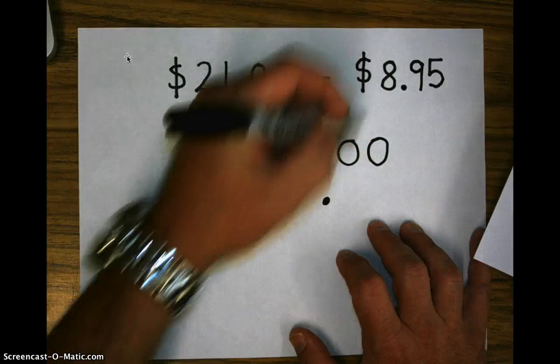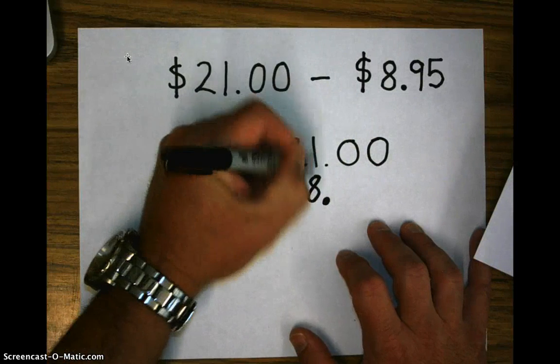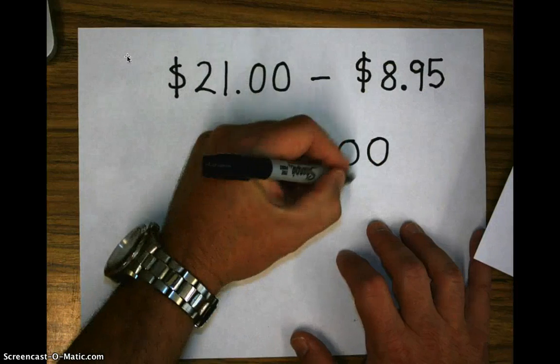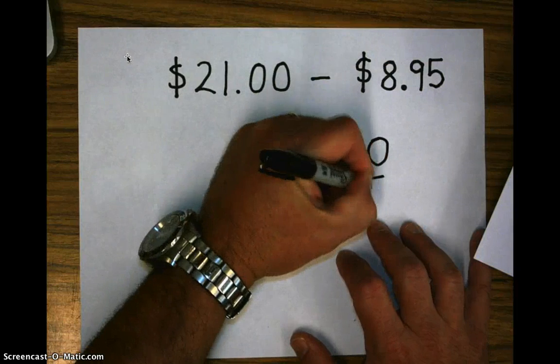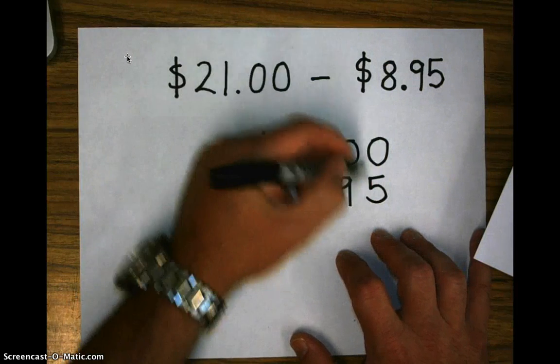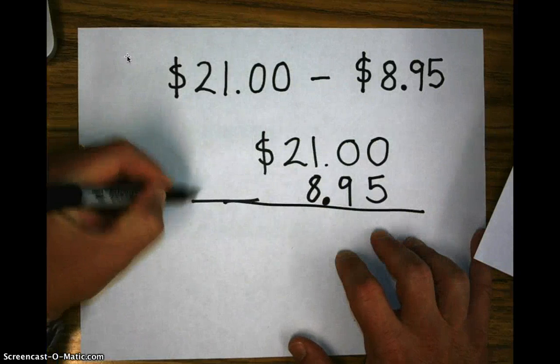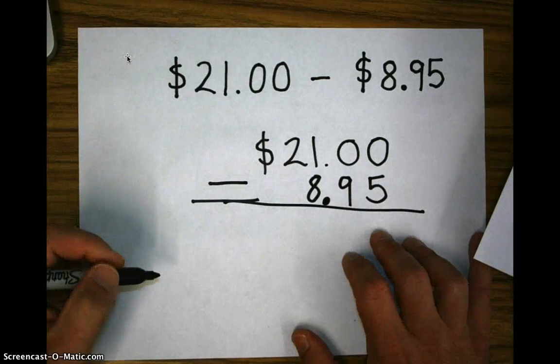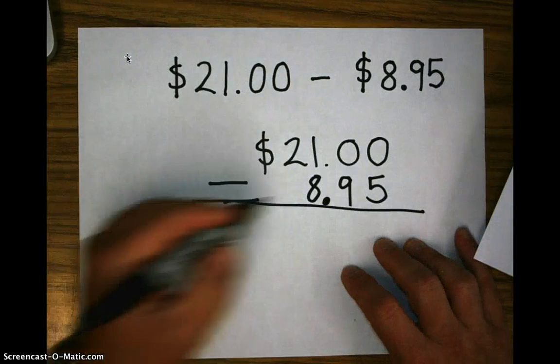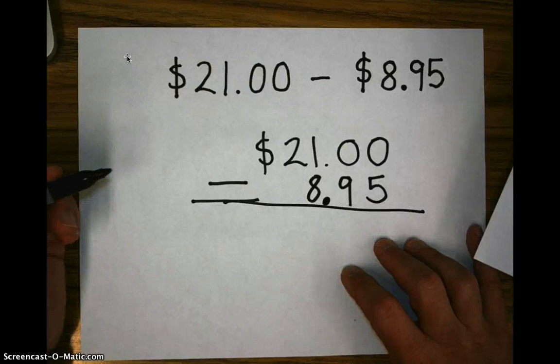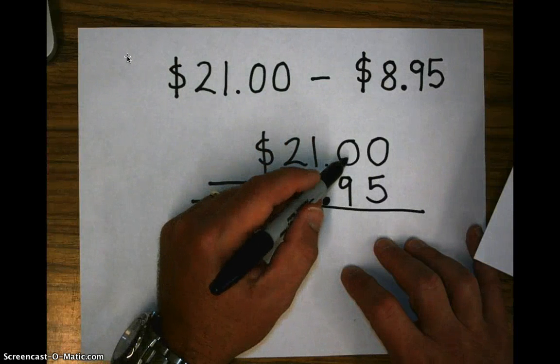In front of my decimal, I have an 8. Line it up. Behind my decimal, I have 95. Again, lining up your tenths with your tenths, hundredths with your hundredths. Remember, place value never goes away. You got to know your place value. So 0 minus 5 I can't do. And I can't borrow from a 0, can I?